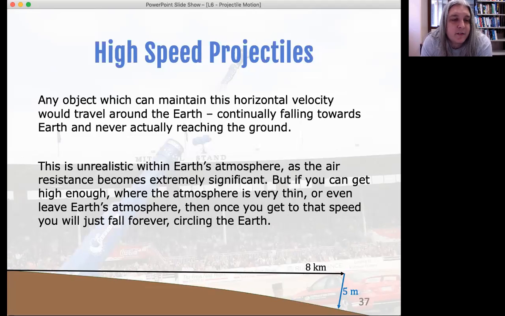So anything that can do that consistently will never reach the ground. It's unrealistic to do that within Earth's atmosphere. Air resistance is very significant as soon as you get to speeds even a fraction of that amount. So it's not actually realistic or possible to do that within Earth's atmosphere. But if you get high enough that Earth's atmosphere gets very thin or essentially non-existent, then there's no air resistance to worry about, and you can get to those sorts of speeds and you can just fall forever. So you are just constantly moving sideways fast enough that even though you're being pulled towards the Earth, the Earth is curving away just as quick as you're moving towards it.